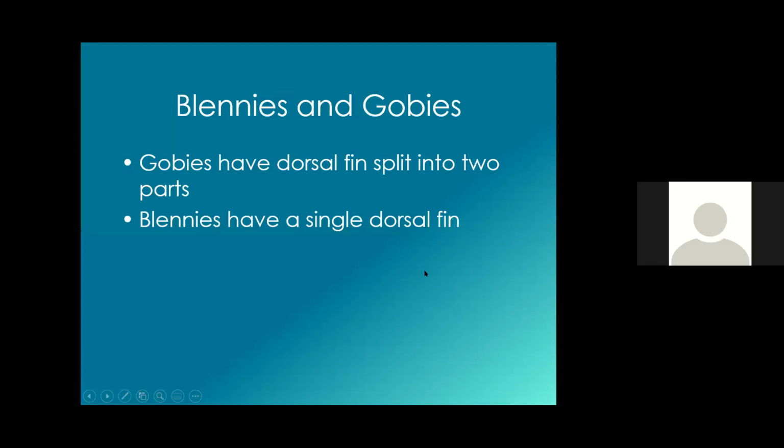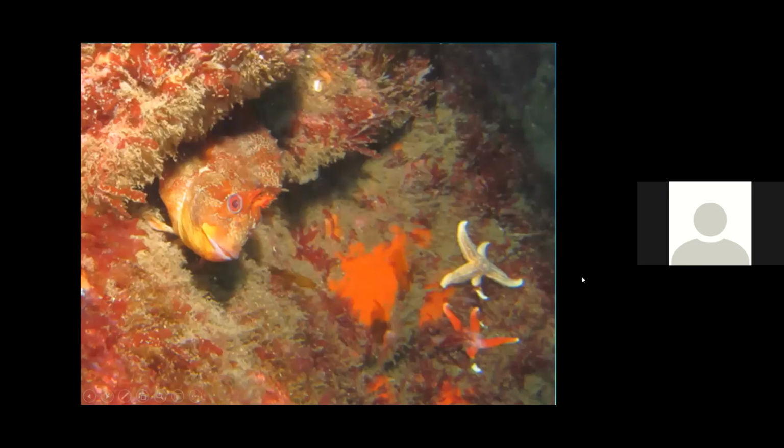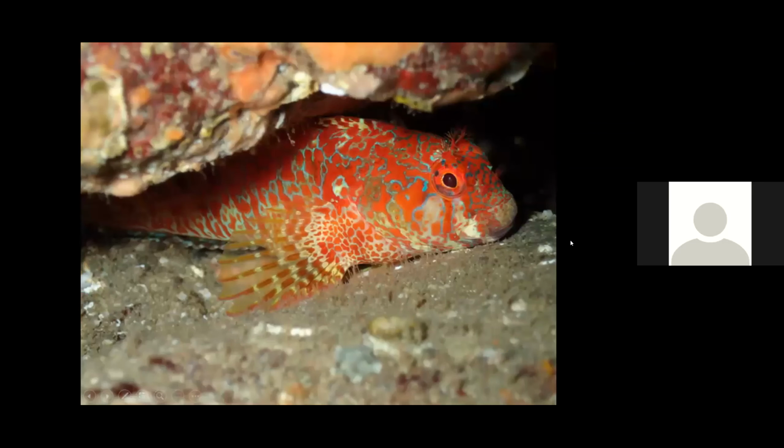Blennies and gobies, basically gobies have a dorsal fin split into two parts. Blennies have a single dorsal fin. I'll skip this slide since Tony has already shown it. And that one. And then these are some shots in the Kilkee area of red blenny.